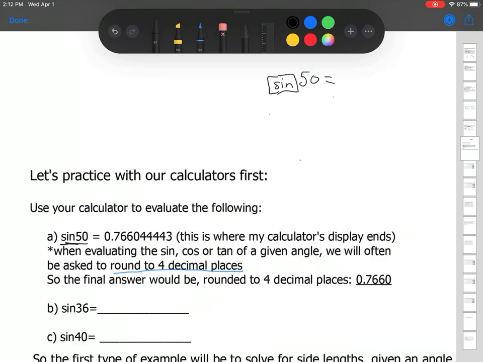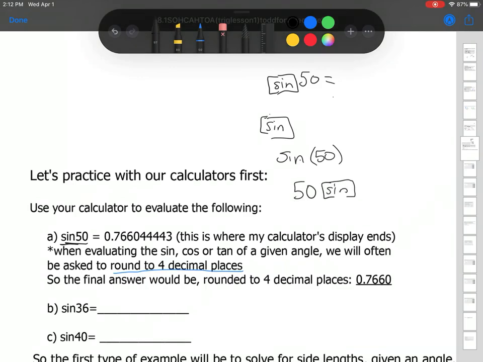0.7660. Some calculators, when you push the sine button, you're going to get brackets, which is no big deal. You can close them or not in this case. Some calculators, you push the number first and then the sine button. I would call these calculators unfriendly, but they will work. So you just have to make sure.